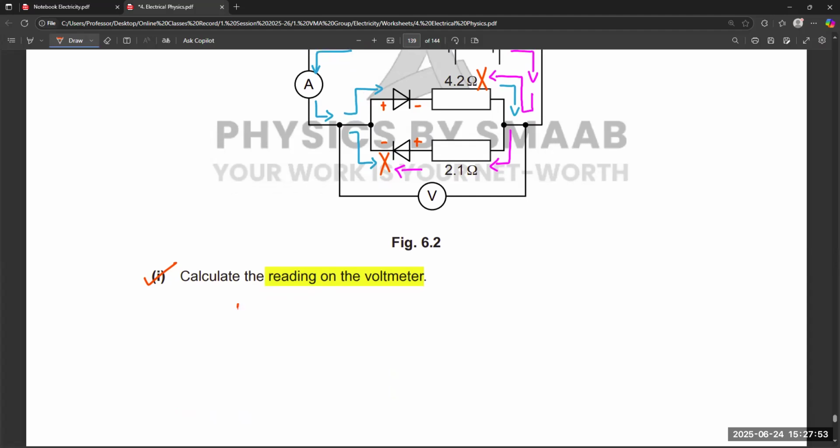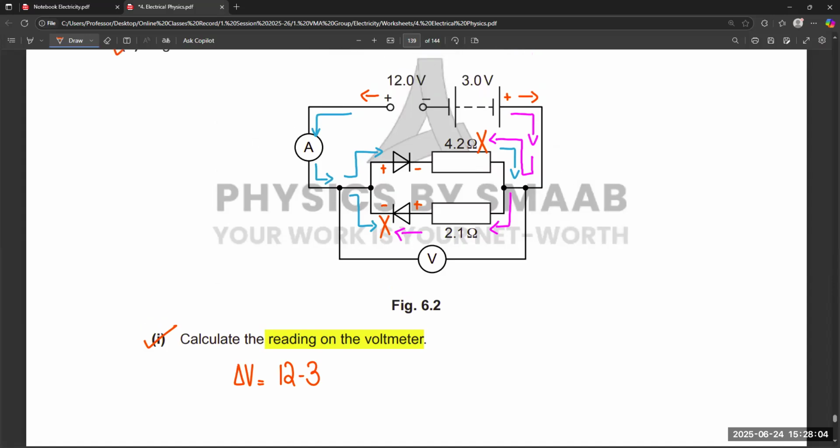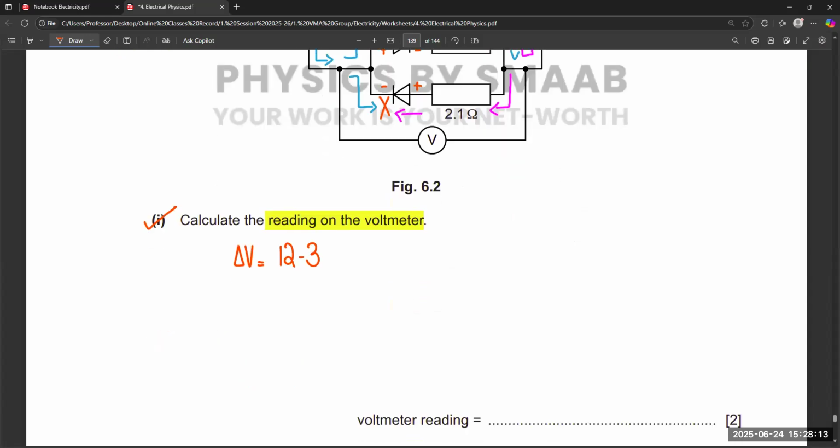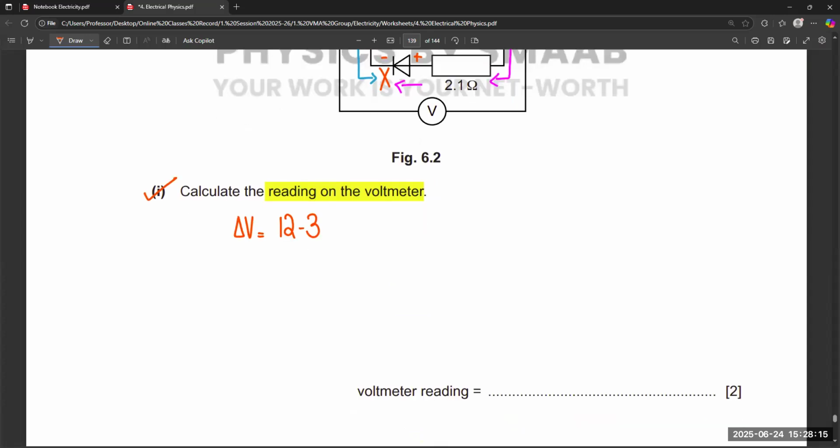So the voltage will be equal to 12 minus 3, because 12 is moving from one side and 3 is moving from the other side. So just like the combination of cells, they are opposite to each other. So it will be equal to 9 volt.